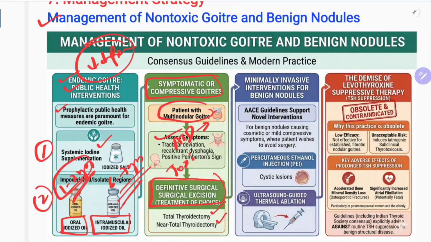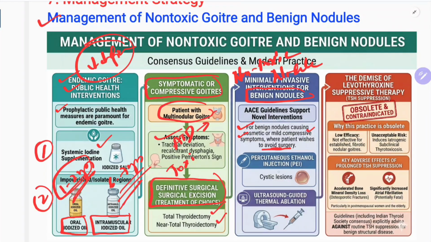Now, minimally invasive interventions for benign nodules. What are benign nodules? A nodule will be there, but it is non-toxic, meaning the patient will be euthyroid. So what are the guidelines for benign nodules causing cosmetic or mild compressive symptoms where the patient wishes to avoid surgery? Benign isolated nodules not causing any symptoms, euthyroid patient, with only mild cosmetic concerns, so there is no need for going to surgery.